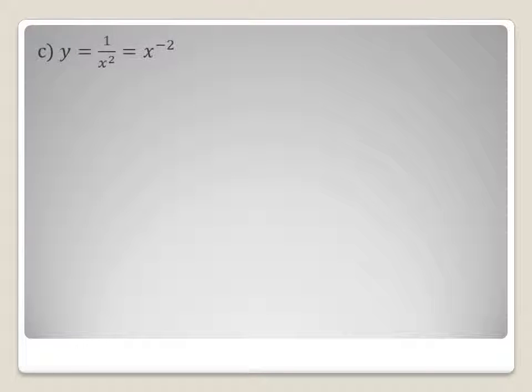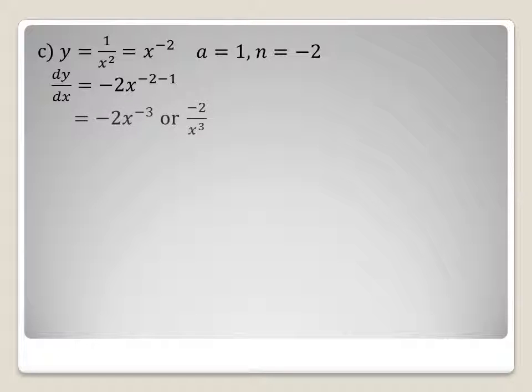In question C, y equals 1 over x squared. This can be written as y equals x raised to the power of minus 2. Comparing with the general form again, a is 1 and n is minus 2. dy/dx is now equal to minus 2 times x raised to the power of minus 2 minus 1. And this simplifies to minus 2x raised to the power of minus 3, or minus 2 over x raised to the power of 3.